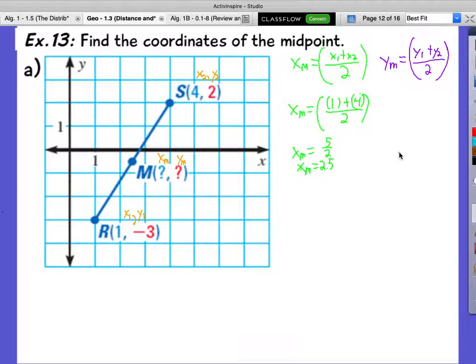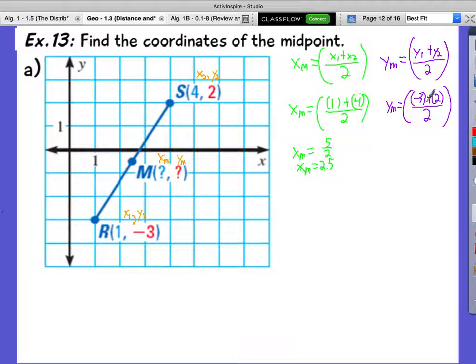Okay. So, y sub m equals what plus what over 2? Negative 3 plus 2 over 2. We just plugged in what we knew. We plugged in the y sub 1 and the y sub 2. And then we went through and solved.